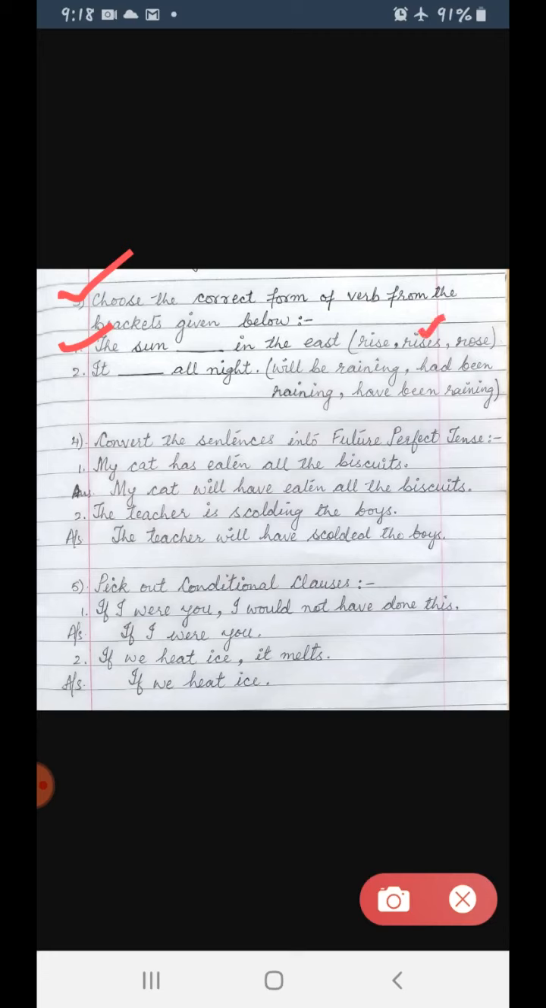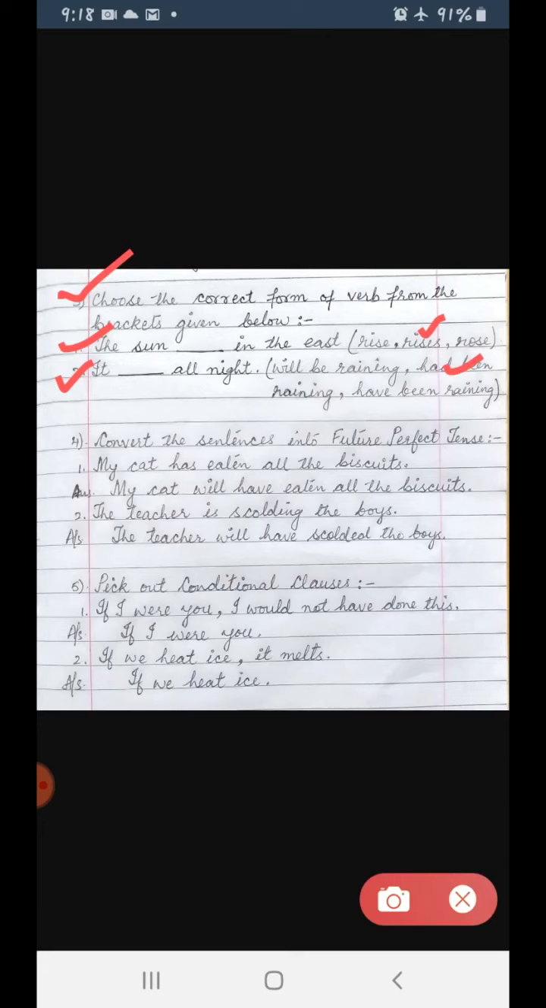Number 2. It dash all night. Will be raining, had been raining, have been raining. So the correct answer is had been raining. It had been raining all night.